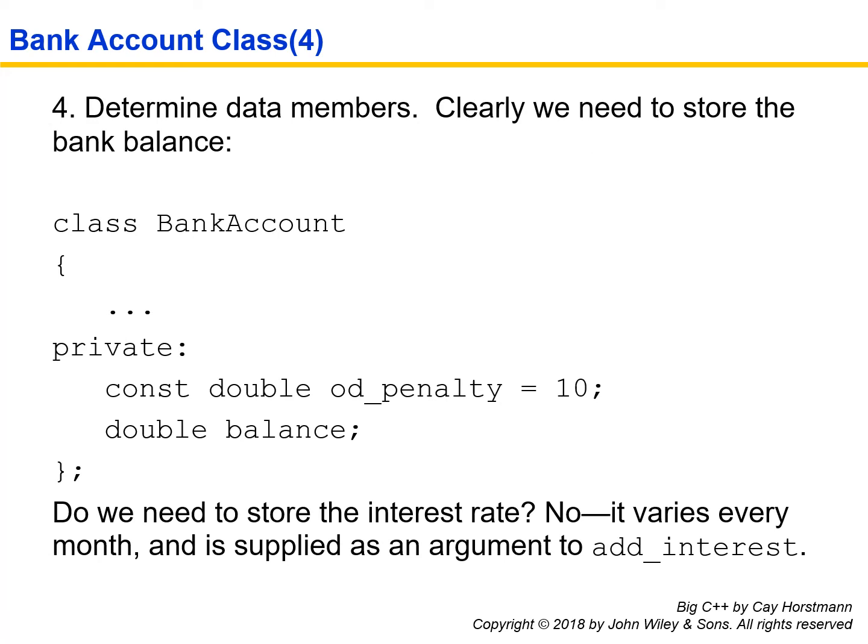And now we're ready to determine the data members. Clearly, we need to store the bank balance. We need to have an overdraft penalty as a constant. Really, those are the only things we need to keep track of, unless we want to keep track of, say, the interest rate internally as part of the bank account. But the interest rate is said to vary every month, so it's supplied as an argument when we call add interest.